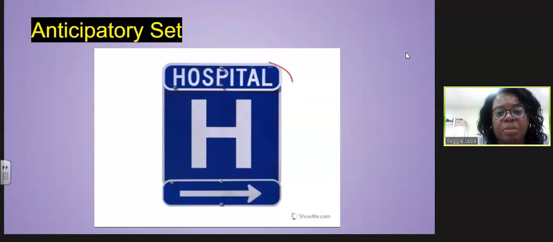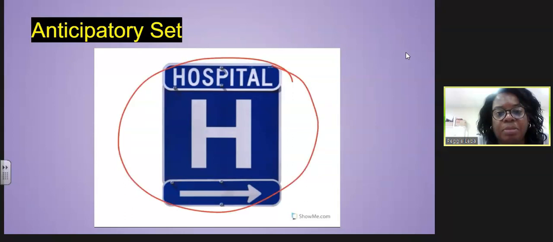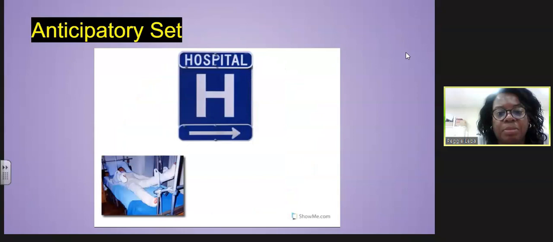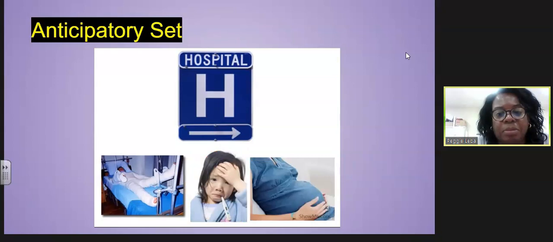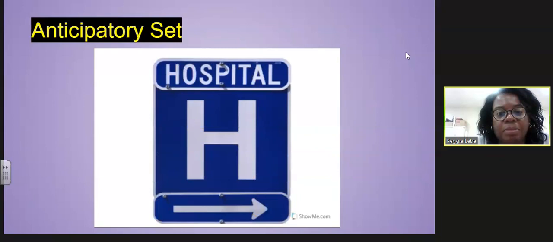Look at the sign. The sign says hospital. H for hospital. We go to the hospital if we get hurt. We go to the hospital if we get very sick. And women who are going to have a baby will go to the hospital. Hospital. That's where we go when we need help, when we get hurt or sick.